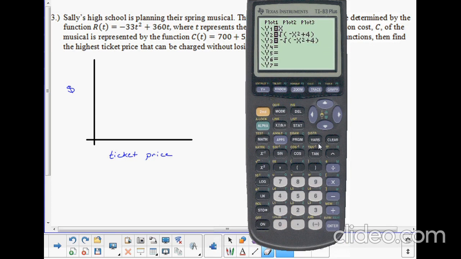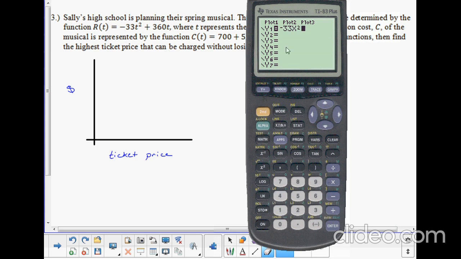So I'm going to go to y equals. I'm going to clear out anything that's in there. Notice that I didn't draw the entire Cartesian plane here. I only drew quadrant 1. The reason I only drew quadrant 1 is because ticket price is only going to be positive. I'm not going to pay people to take the tickets, so I'm only looking for positive. And revenue and cost can only be positive. We could never have negative cost. We could have negative revenue, but not negative cost.